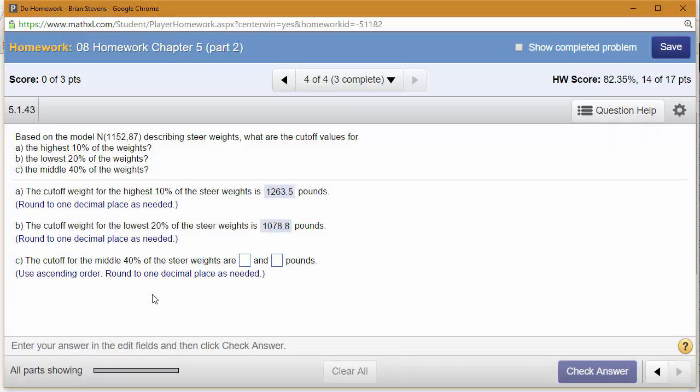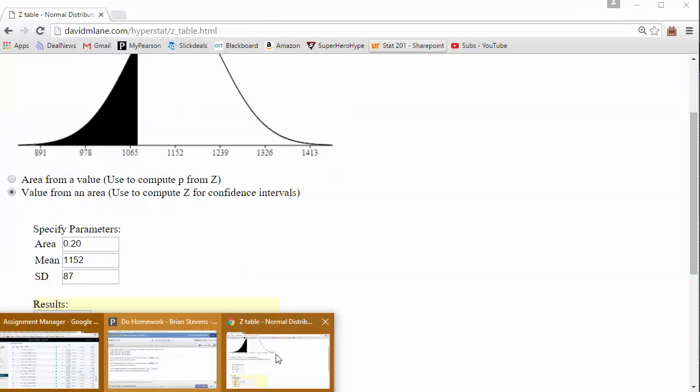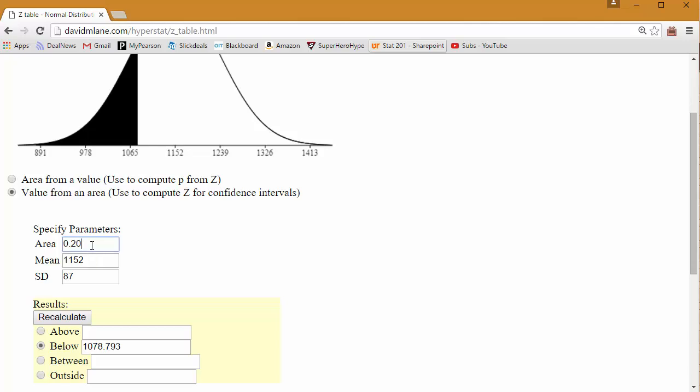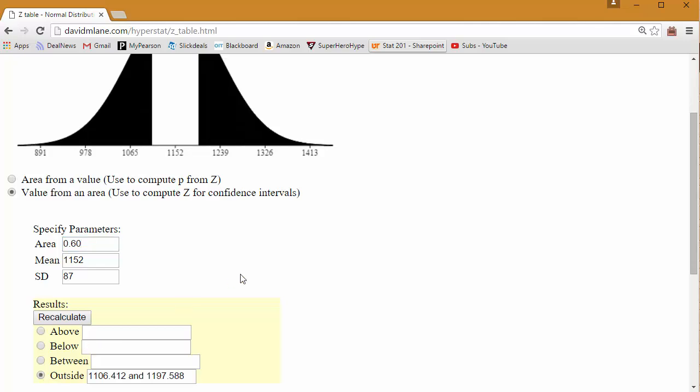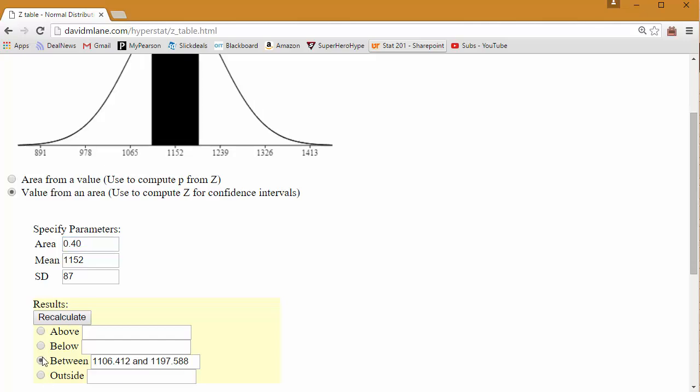And last but not least, the middle 40%, which we can easily do. Going back to here, for the middle 40%, just put in 60% and do the outside. And then there's the middle 40%. If 60% is being shaded on the outside, 40% is being shaded on the inside. Once again, there are lots of ways to use this applet to get the same answers. I can make it display the way we would normally think of it, and there's the answers.